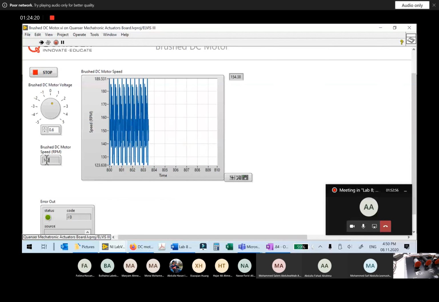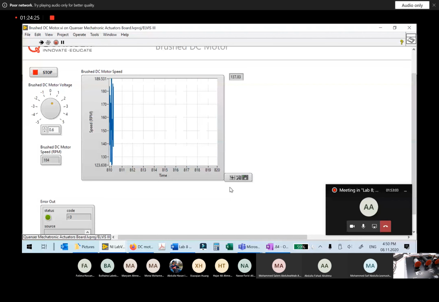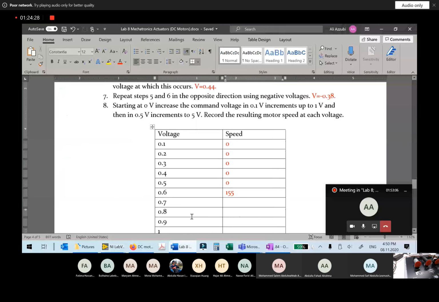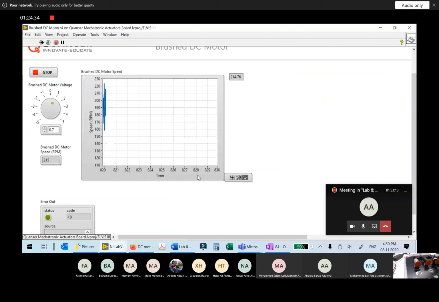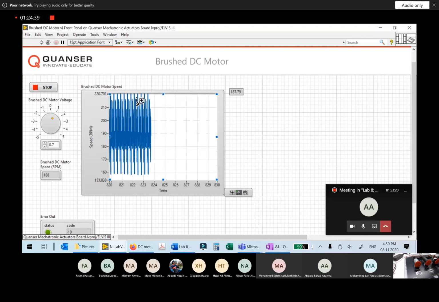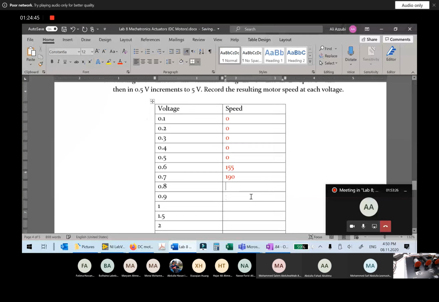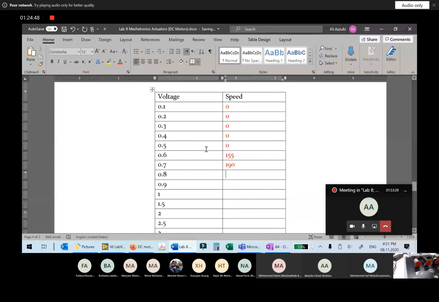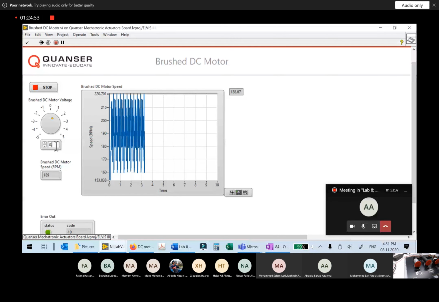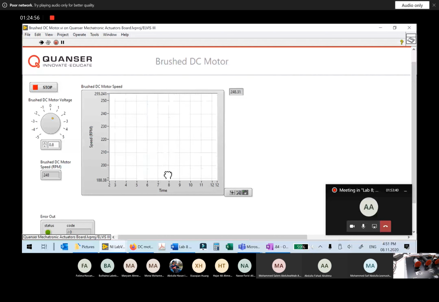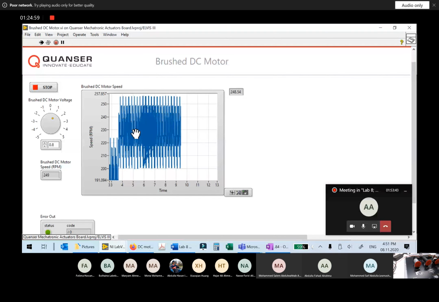Now of course this is RPM. You have it here. This is revolutions per minute. It's not radians per second, it's just RPM. Okay, now 0.7. Let's zoom and see. Okay, let's take it as 190. Is everyone following? Okay, then I'll go to 0.8. Let's take it as 230.